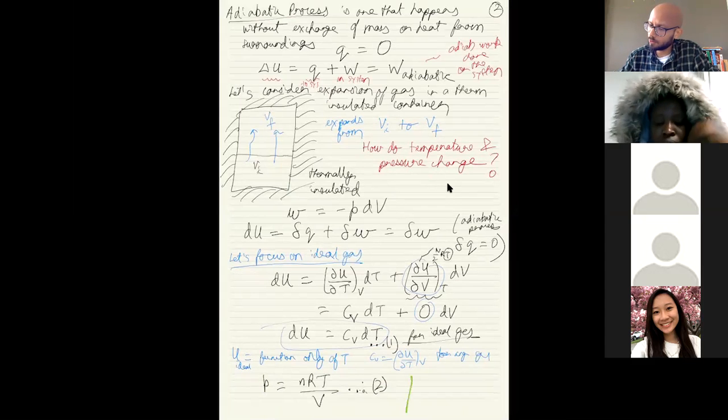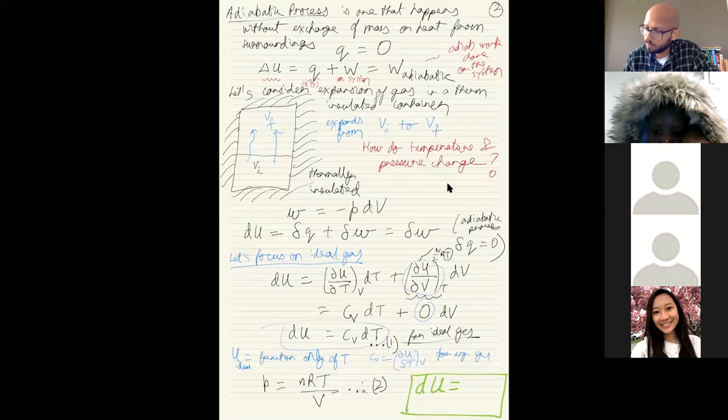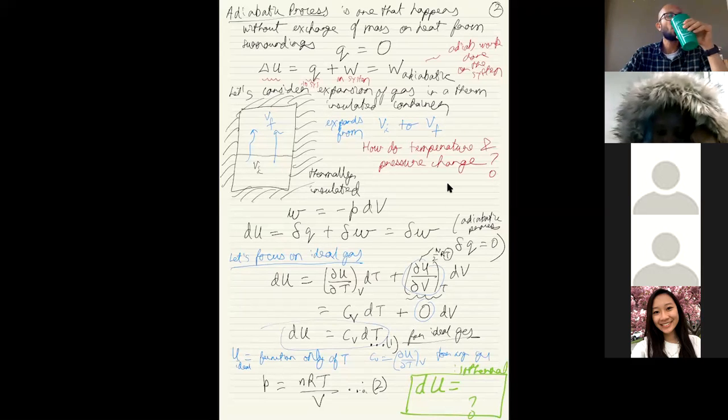I'm not going to do it as a proper pop quiz, but I just want you to think at this point and tell me, what is dU for an isothermal process? Anyone wants to answer? For an isothermal process, what is the change in internal energy? Any ideas? Are you sure, Elizabeth? You answered first, so I'm going to ask you first. Can you unmute yourself?